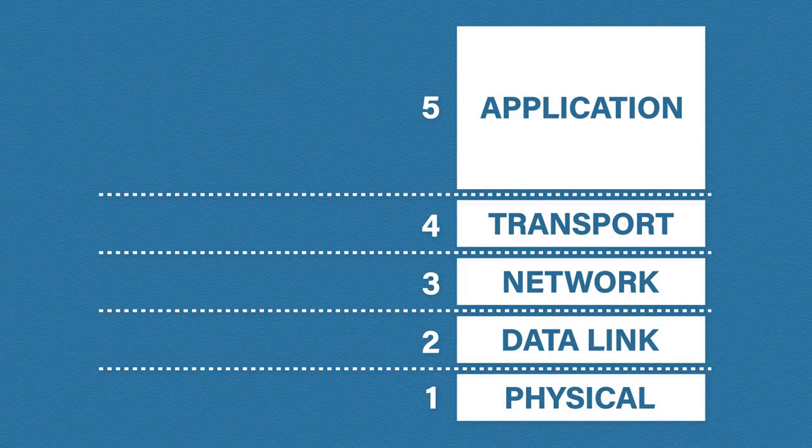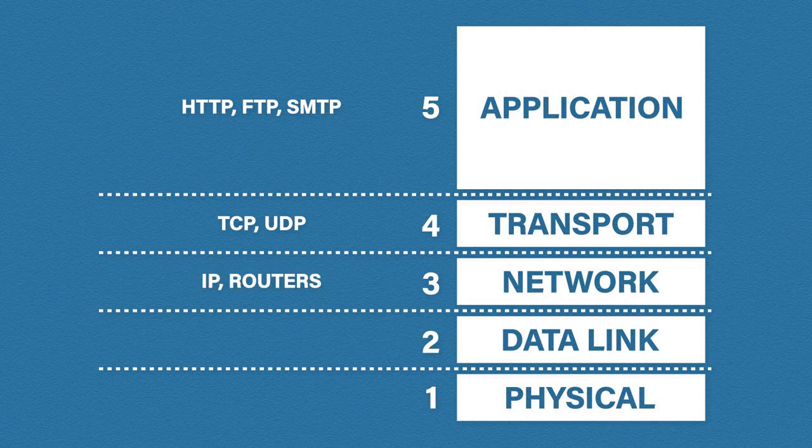At the application layer, we have application protocols such as HTTP, FTP, and SMTP. The 2 most common transport protocols are TCP and UDP. Port numbers are also added here. At the network layer, we have the Internet Protocol, or IP. Routers also operate at this layer. The data link layer contains Ethernet. Switches typically operate at this layer, although you can get layer 3 switches that have some routing capabilities.